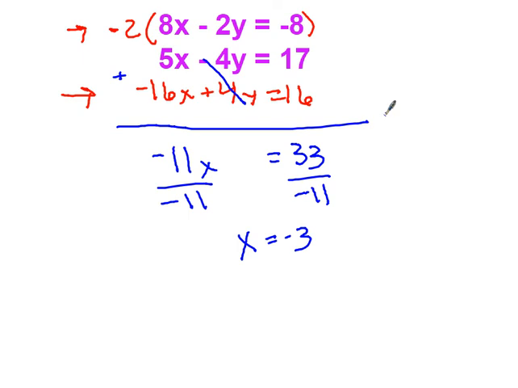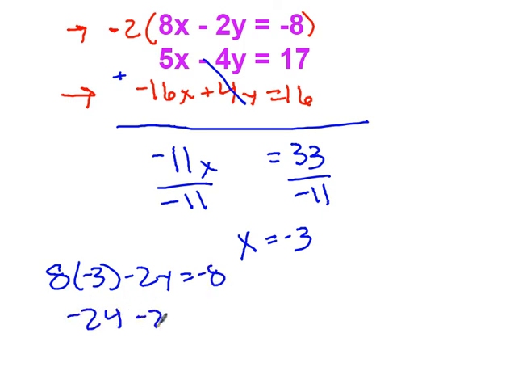Pick an equation to plug it back into. Now, whichever one I pick, it doesn't look like it really matters. It looks like I'm going to have a little bit of work to do regardless. So again, it does not matter which one to plug it into. I'll just choose the first one just because it seems to be the easiest way to do it. So it's 8 times negative 3 minus 2y equals negative 8. Negative 24 minus 2y equals negative 8. Let's see, let's add 24 to both sides.